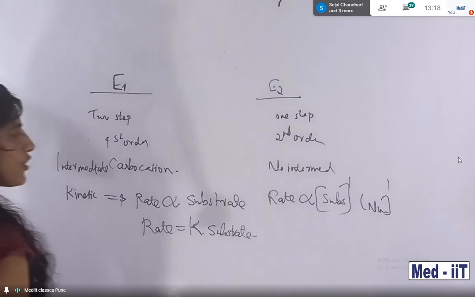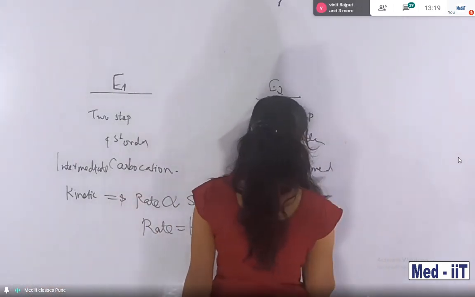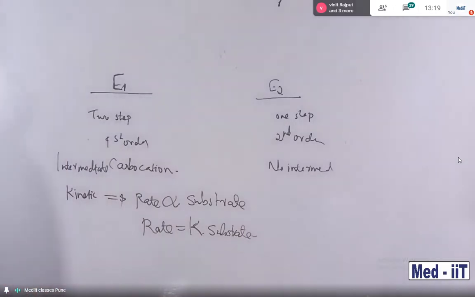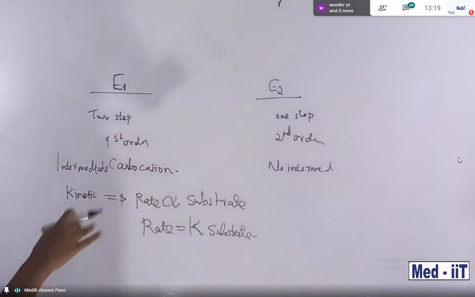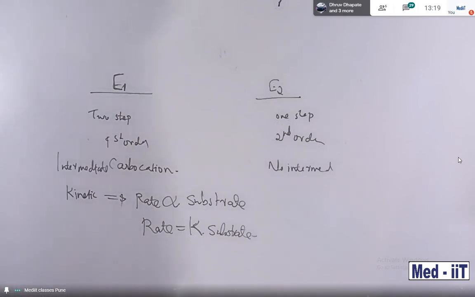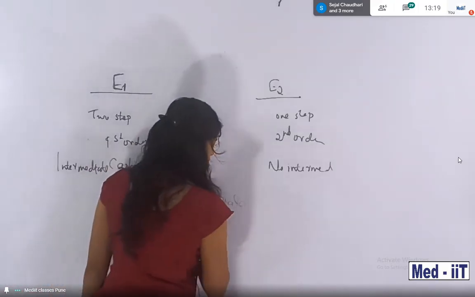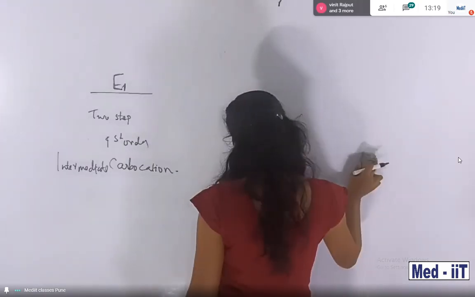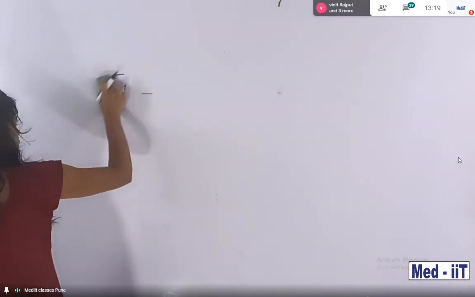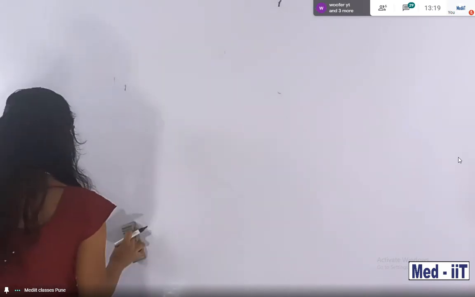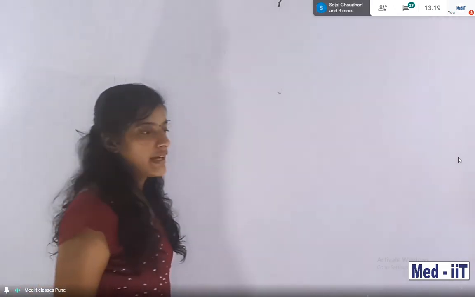Anyway, sorry students, no need to specify like this. The rate depends upon two concentrations. So this much is enough for E2. We can go through some examples. Let's do one example. After that, you can take a 5 minute break, then we can come back.